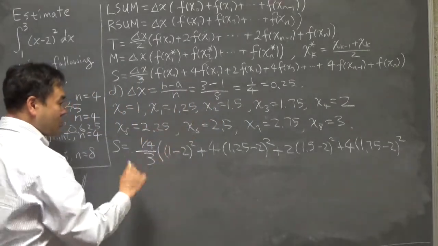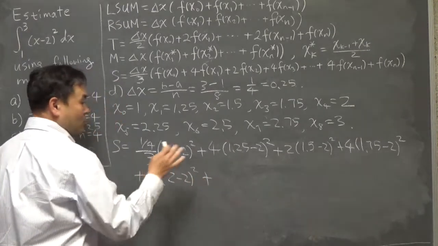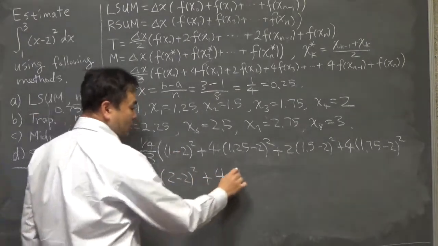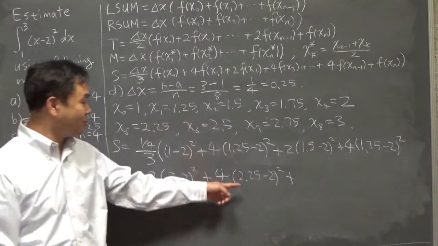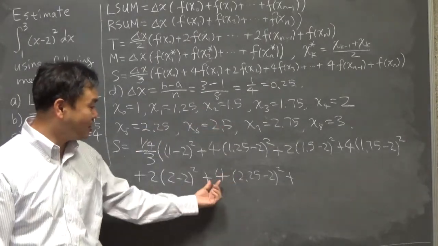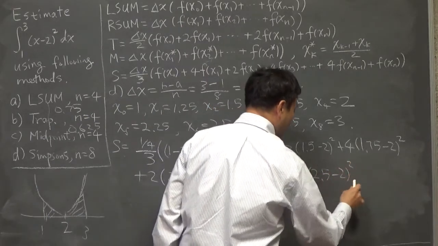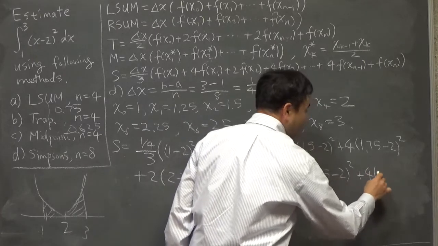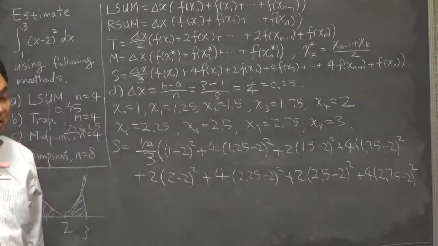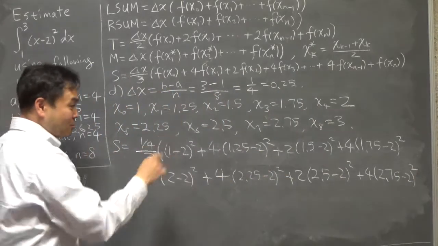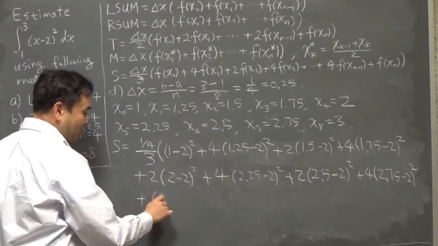So 4, 2, 4. The next one is 2. And then 2 minus 2 squared. 4, 2, 4, 2. And then the next one is 4. 2.25 minus 2 squared. So yeah, I'm using all these numbers, right? 2.25. The next one would be 2.5. And then 4 becomes 2. 2.5 minus 2 squared. And then 4 times 2.75 minus 2 squared. But that's like the second from the last one, right? The last one is 3, and that last one will have just 1 as the coefficient, and you just have 3 minus 2 squared.